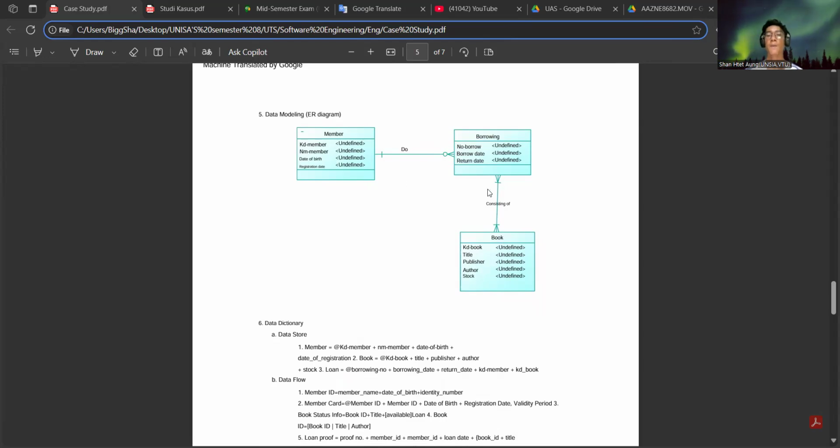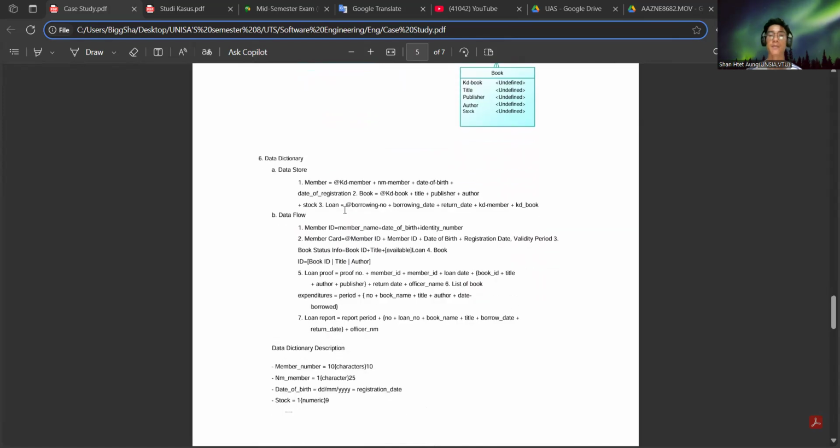There is also a one-to-many relationship, because one member can have many books, and books can be borrowed by many members. So number six is the data dictionary. In the data dictionary, we can define the meaning of the data.